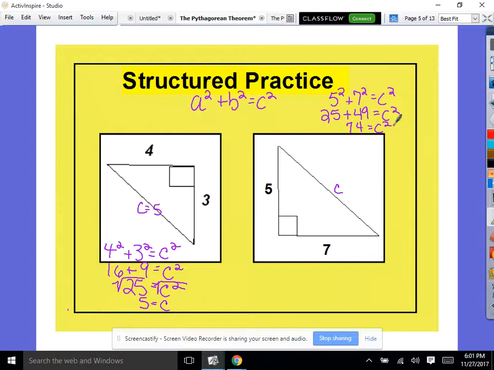You can use a calculator to find the square root of 74. Now, I know it's going to be somewhere in between 8 and 9, but we're going to round this to 2 places. So if I take the square root of 74, c equals 8.60 or 8.6. So c equals 8.6.